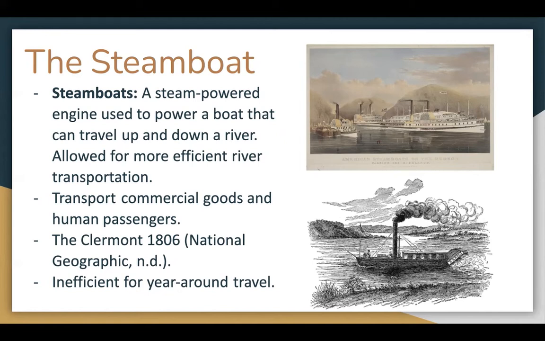The United States invented the first steamboat in 1806, and it was called the Clermont. It was the first successful steamboat design that traveled up the Hudson River from New York City to Albany, New York. Steamboats were inefficient for year-round travel because the harsh winters in eastern United States caused the rivers to freeze.